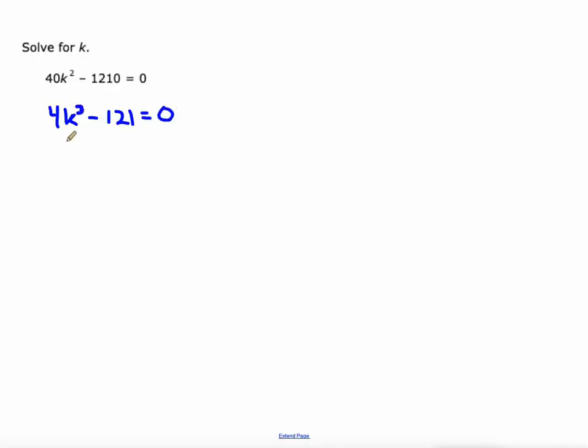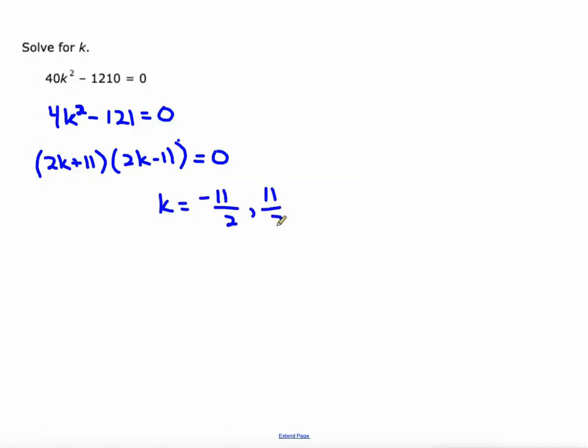So now we've got the difference of perfect squares. 4k squared is a perfect square, 121 is a perfect square. So let's write this as 2k plus 11 times 2k minus 11 equals 0. All right, so that's called the sum and difference pattern. Whenever you have the difference of two perfect squares, you can factor it like that. And now we can say that k is either negative 11 halves or positive 11 halves.